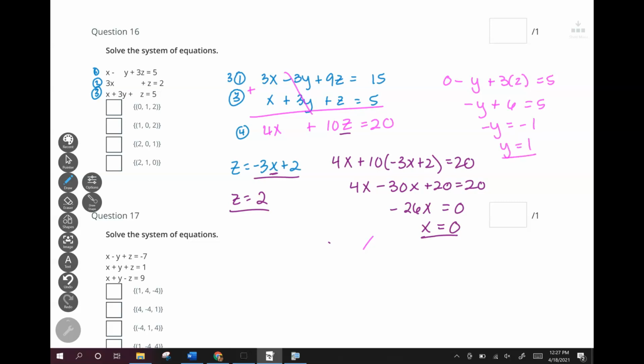Okay, got y equals 1. So I have 0, 1, 2. So my solution is 0, 1, 2. There you go.